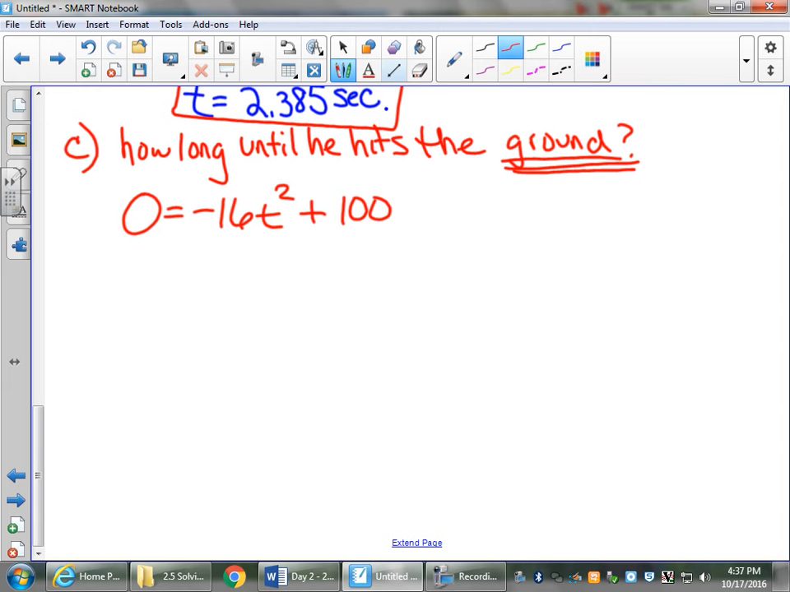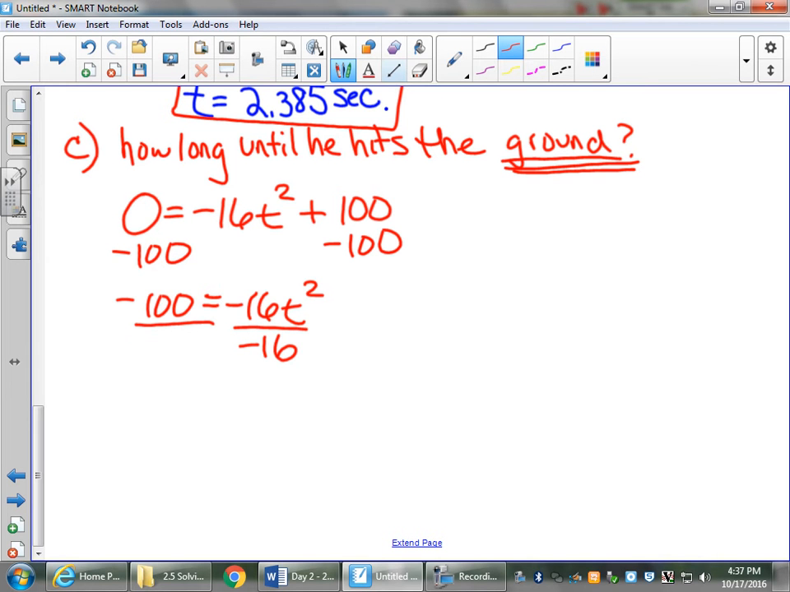So if I keep solving, I'm going to subtract the 100. Divide by negative 16. I'm not going to round this answer. We're going to do 100 divided by 16 and write as many digits as we have, which won't be as long as the last one. So 6.25 equals t squared.